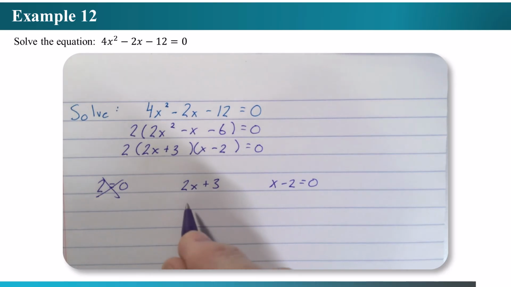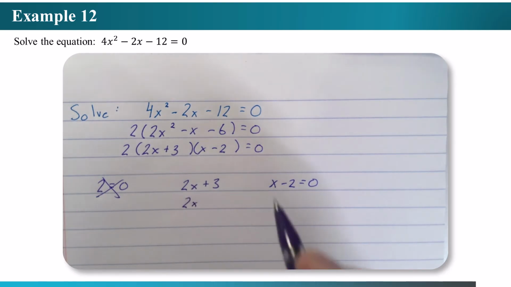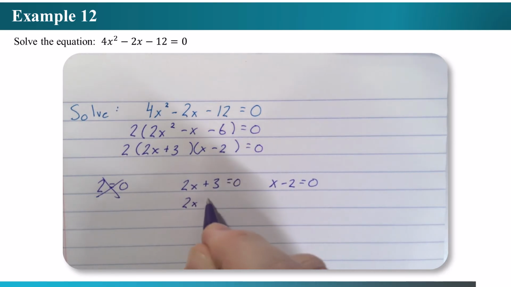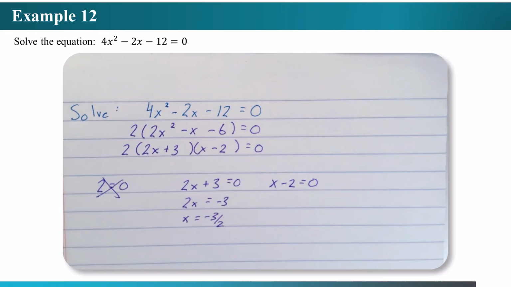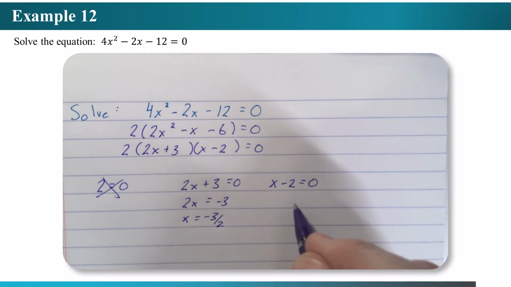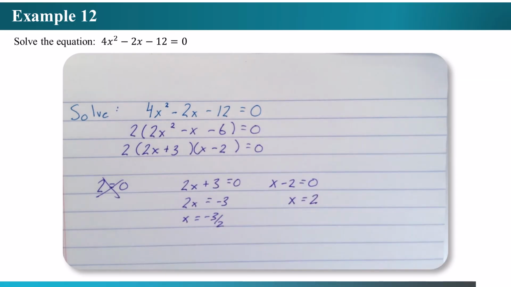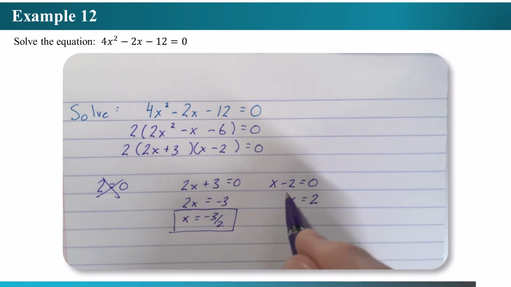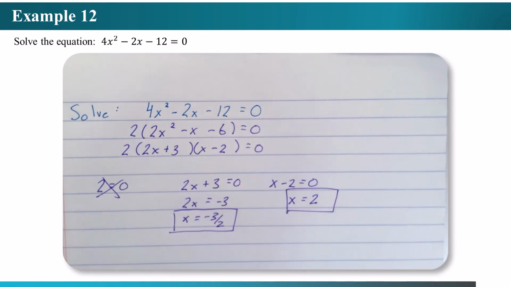Here, 2x plus 3, if I take the 3 onto the right-hand side, that gives me a negative 3, and then divide by 2, looks like I get x equals negative 3/2. And over here, if I take the 2 to the right-hand side, that gives me a positive 2 over there. And so it looks to me like what we end up with is 2 possible solutions here. We get x equals 2 and x equals negative 3/2.